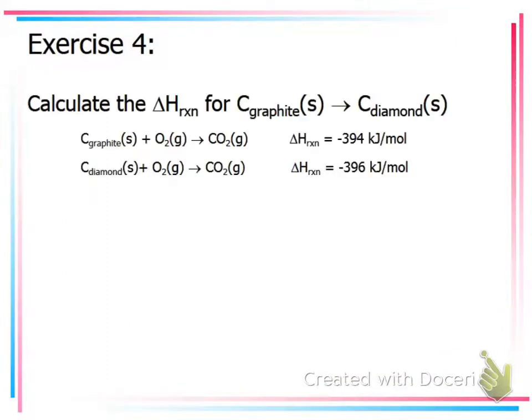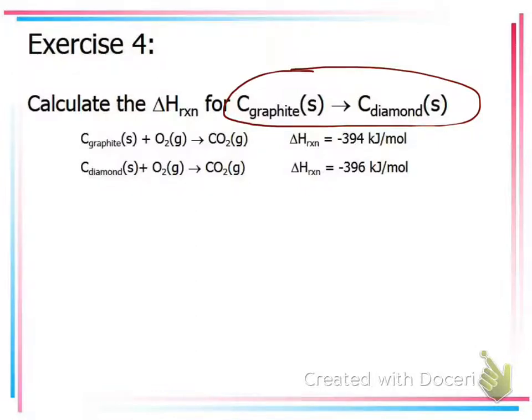So the best way to do it is just to do some examples. Our first example is super easy. We're going from graphite carbon to diamond carbon, so we're looking for this overall equation. We're going to take these other two equations and rearrange and manipulate them to get them to add up to our overall equation.